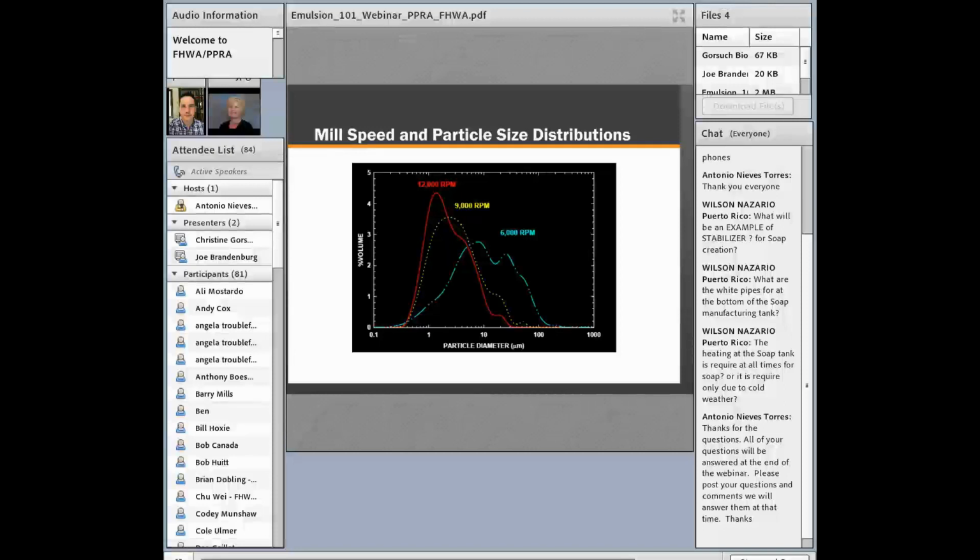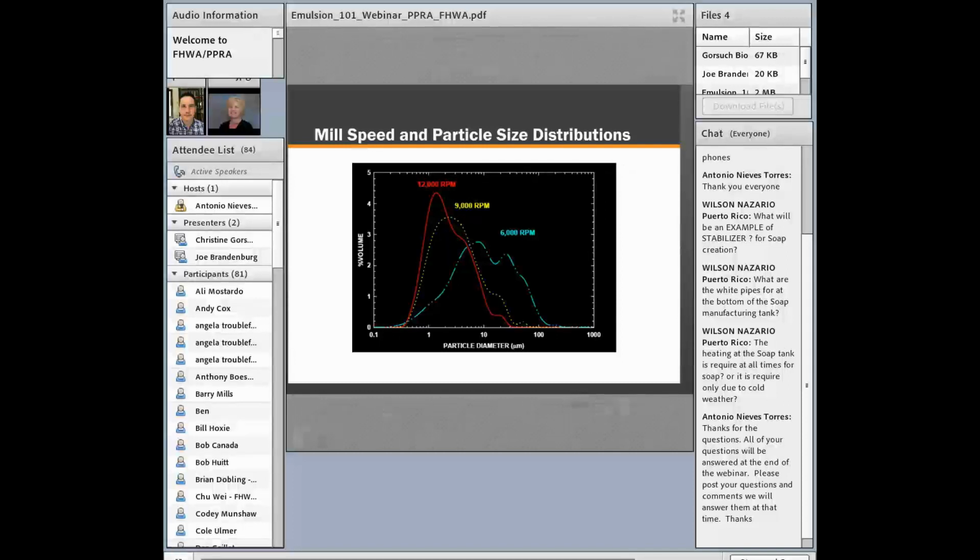This is a graph that I wanted to show you. This is off of a lab mill. We've got three different curves here. And as you can see, the x-axis is the particle diameter, and the y-axis is the volume, or the percent volume. But what this is showing you is that the faster your mill runs, the tighter your particle size distribution is.